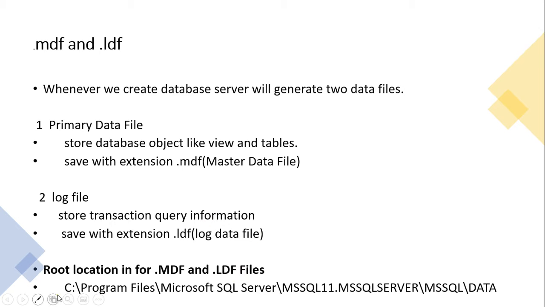Moving ahead, this is the primary or root location where these two files are stored in our system. You can go into Program Files, where we have the Microsoft SQL Server folder, and in it the MS SQL version number folder, then again MS SQL, and in that data folder we can find both files. I will show you practically as well.